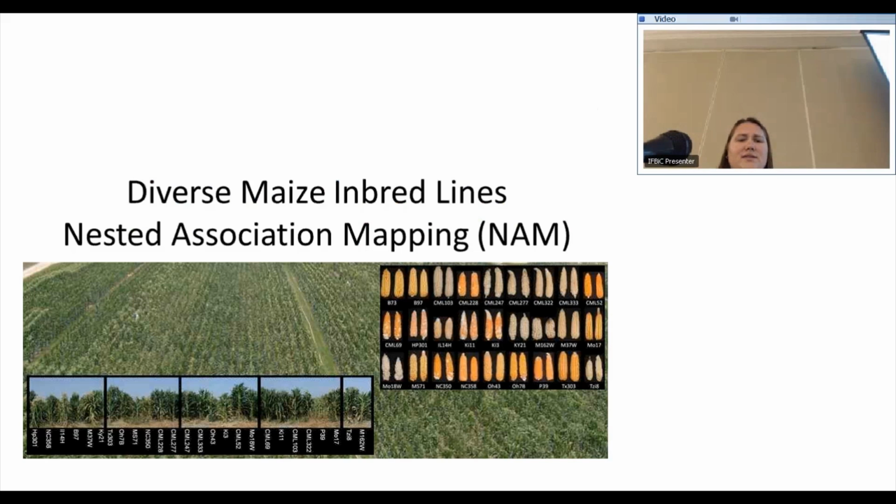Okay, so I have 15 minutes left, so I think I'm going to zip through this, and hopefully if there's some interest, we can talk about this later. The first thing I'll talk about is the research I've been doing with inbred lines. This constitutes what we call the nested association mapping population, or NAM.